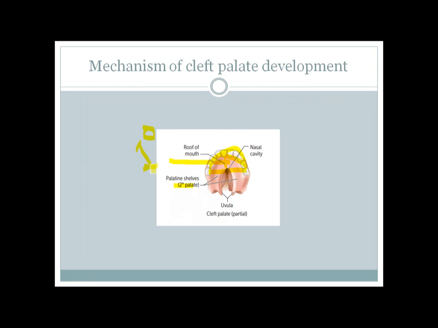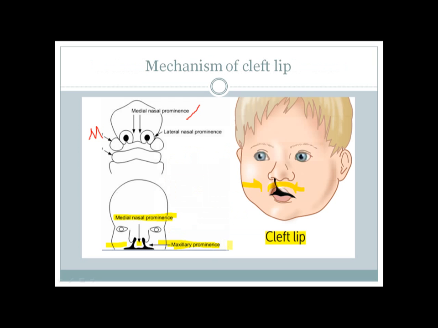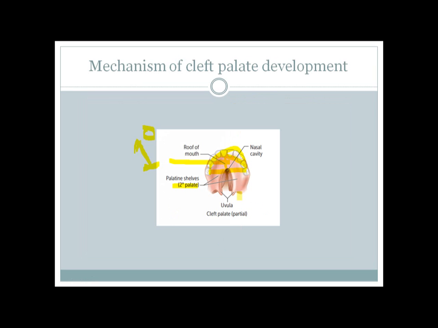So the medial nasal prominence generally gives rise to this primary palate, and the secondary palate actually develops from the maxillary prominence. So maxillary prominences actually extend in the anterior-posterior direction, and they give rise to palatal shelves from two sides. So the right maxillary prominence gives rise to right palatal shelf, and the left maxillary prominence gives rise to left palatal shelf, and ultimately they will fuse. So whenever there is a defect in fusion of the palatal shelves, or whenever there is a defect in fusion between the primary palate and the secondary palate, there will be a cleft palate.